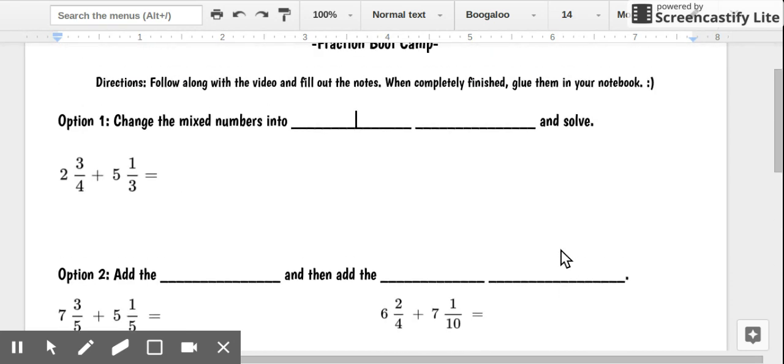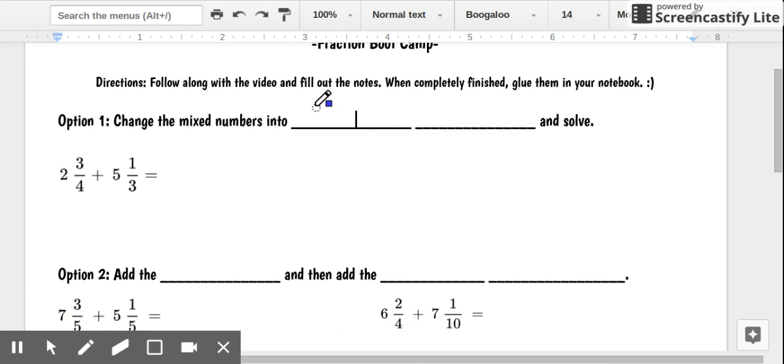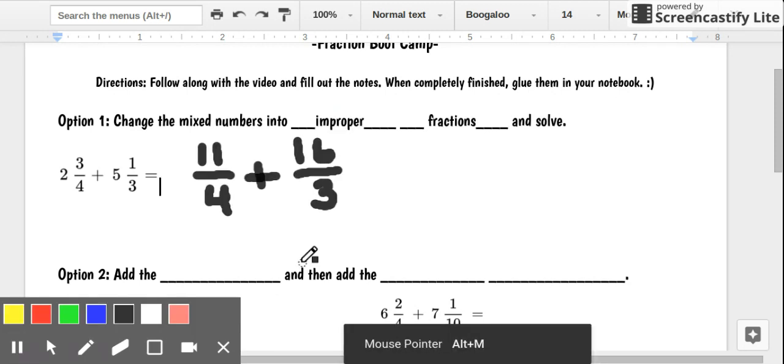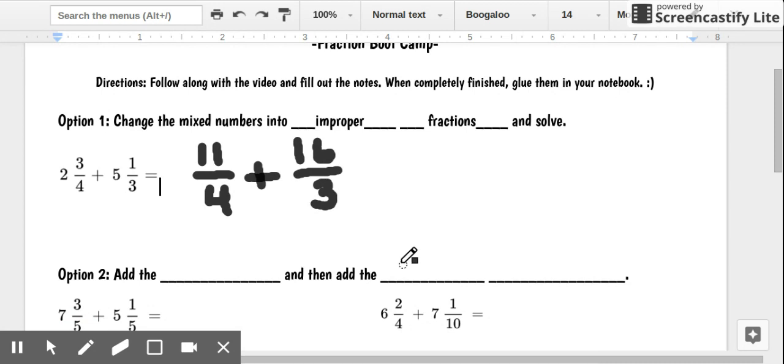So let's start. In the first blank, it says change the mixed numbers into improper fractions and solve. This is the first of two methods that you could use to add mixed numbers. We have 2 3/4 plus 5 1/3. To change them into improper fractions, you take 4 times 2, which is 8, plus 3, so 11/4. And then 3 times 5, which is 15, plus 1, so 16/3.